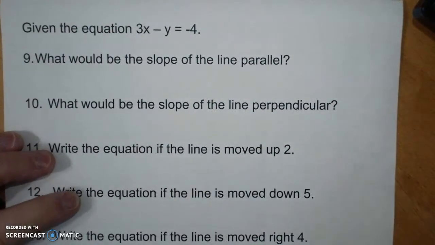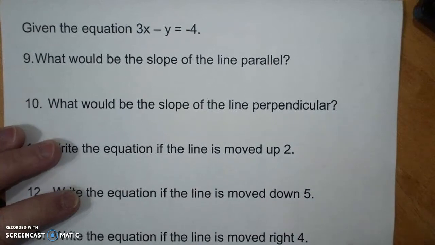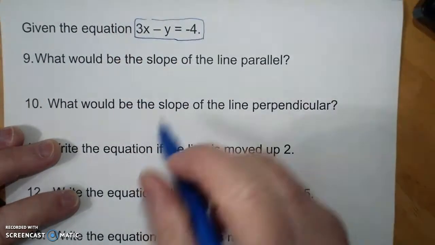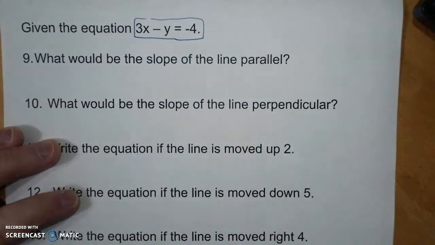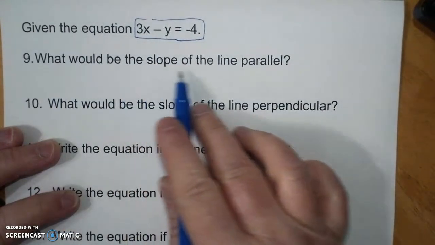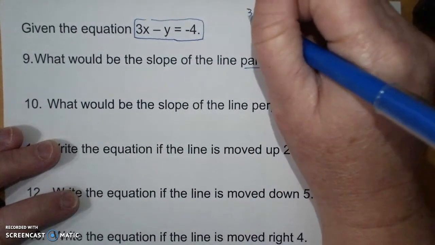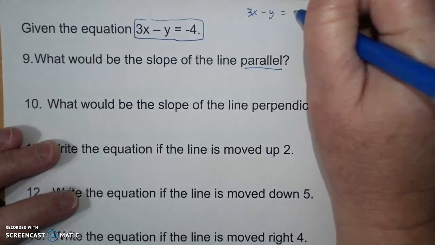This is a continuation of 14-7 linear translations. These are not domino problems. They are all based off of this. Go back to this equation. So what would be the slope of a line parallel? So first I need to find out what my slope is.